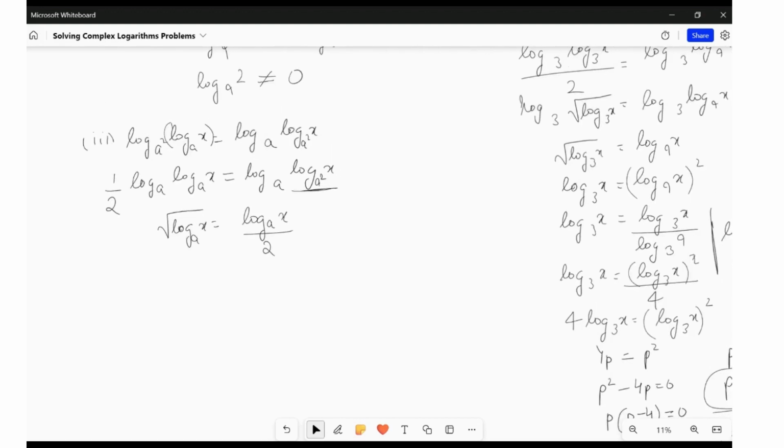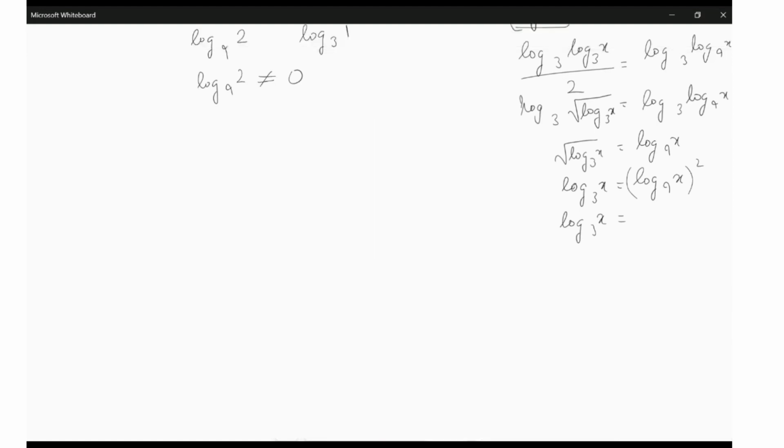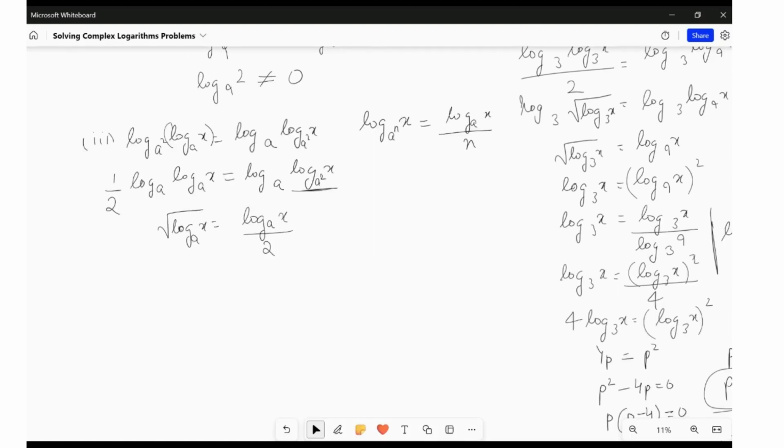And from here, if you are checking, we are getting a property, right? We can make a property: if we have something like log x base a to the power n, we can write this as log x base a divided by n, because if you see in all the forms, n is always coming out in the denominator of each log. If you have checked all the questions, if we change the base then it is just the same as this. So this property we'll be using from now on in the questions to make our work easier.